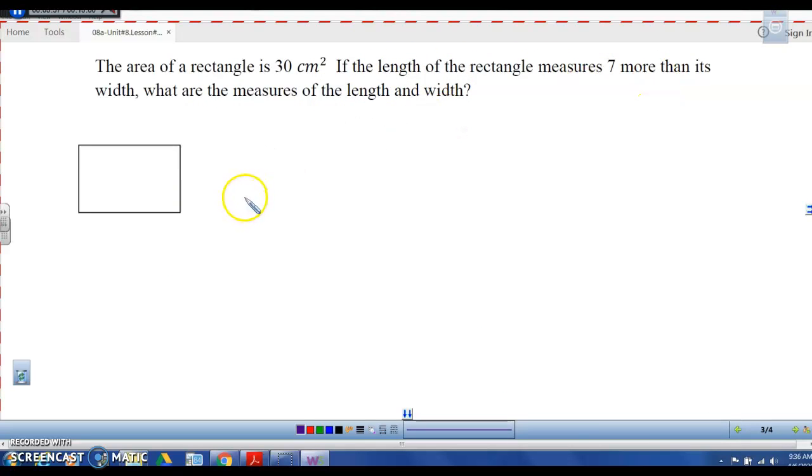The length of the rectangle measures 7 more than its width. Do we know what its width is? No, so the width is going to be x, but the length is going to be 7 more than that. More than means to add. Remember, more than means add. So this is going to be x plus 7. Okay, now here is the key word. How do you find the area of a rectangle? Area is found by taking the length and we multiply it by the width.